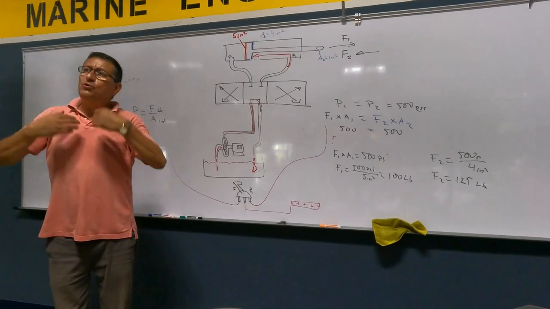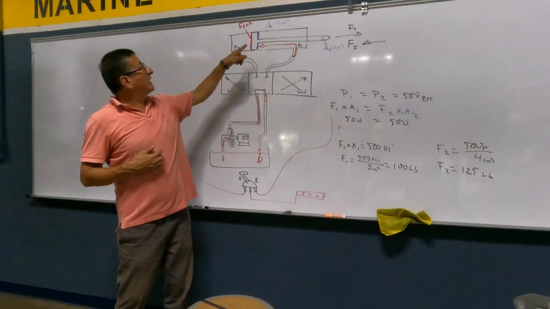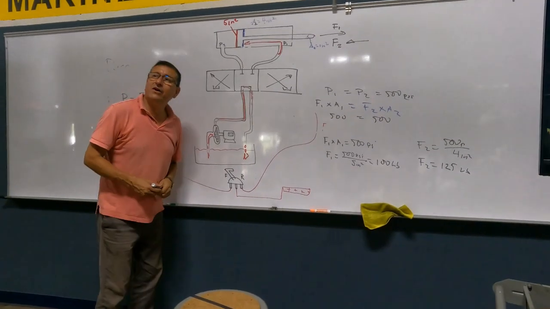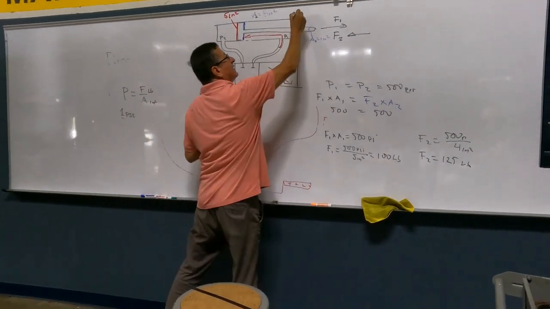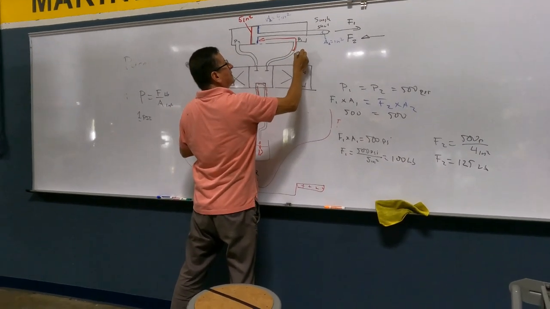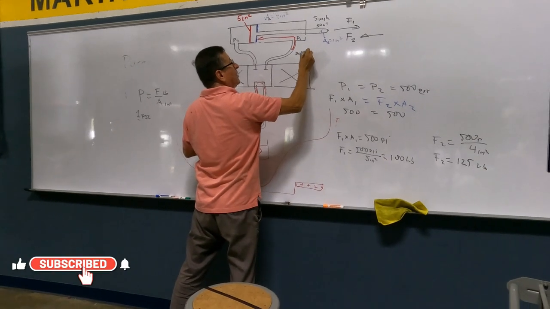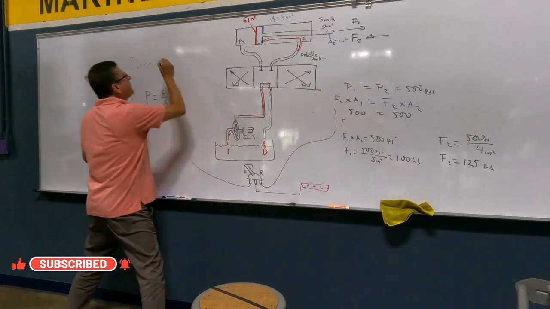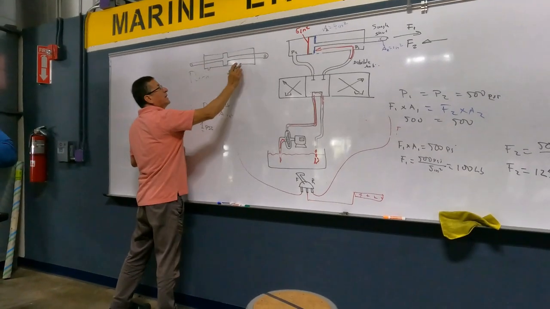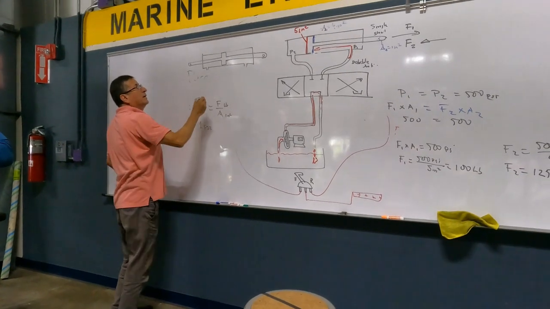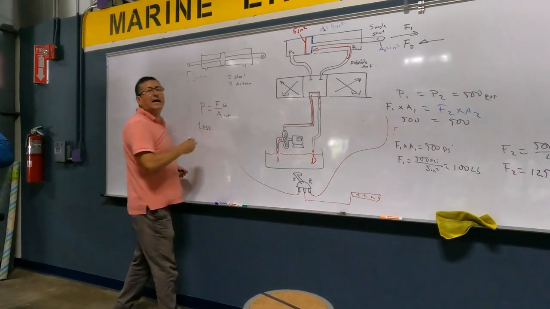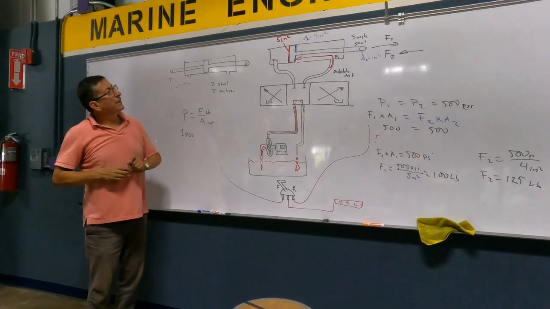Suppose that I want to use one actuator like this. What is the name of this type of actuator? This is single shaft, double action. What about one actuator like this, with one input here and another here? Double shaft, double action. Nice, no?